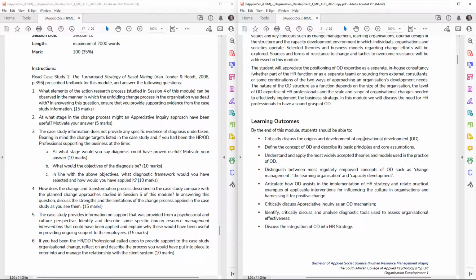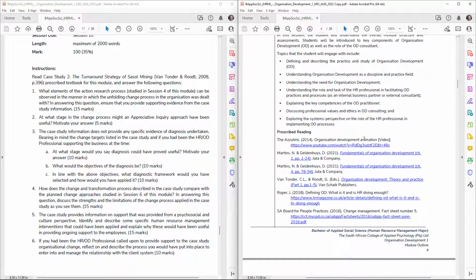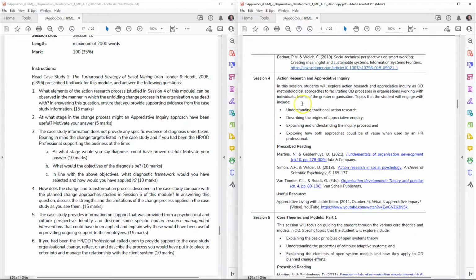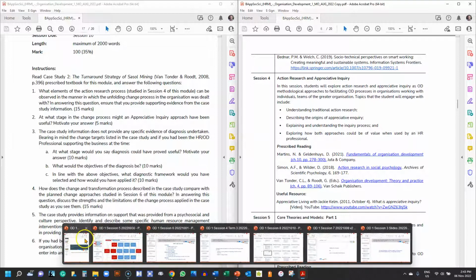Okay, we'll move through the module outline. So session 4 is action research and appreciative inquiry. So you'll find the information around the action research element of this particular question 1, in and around the material that you would have studied in this session. And I've got my slide session.